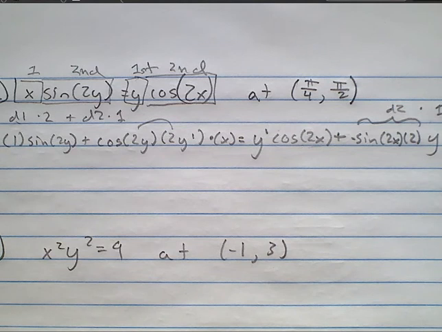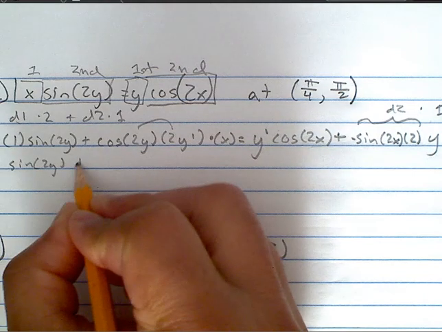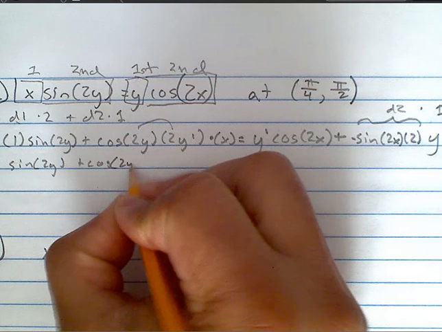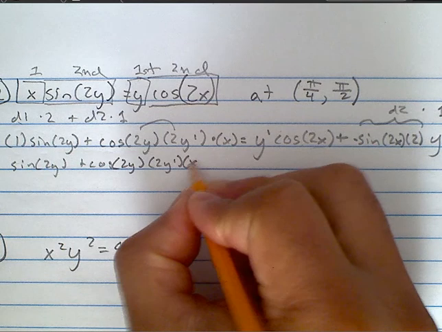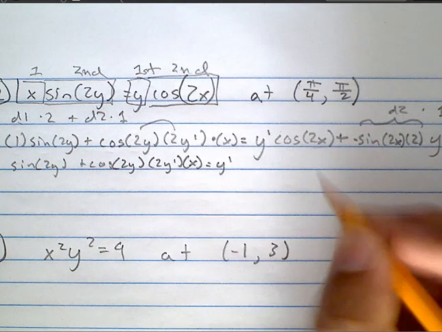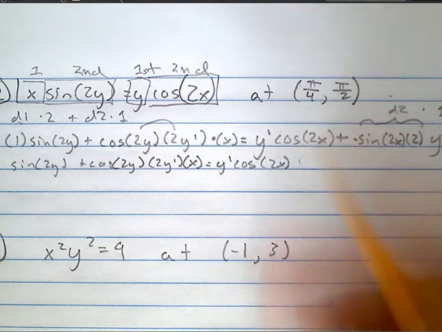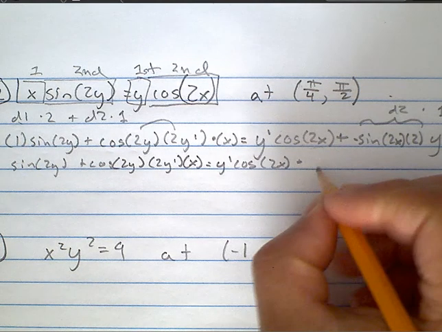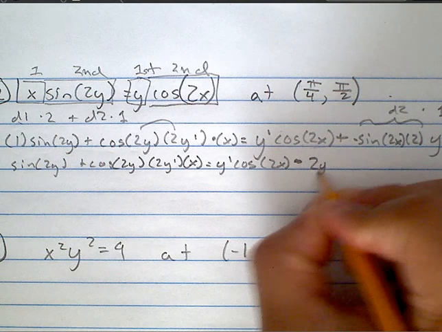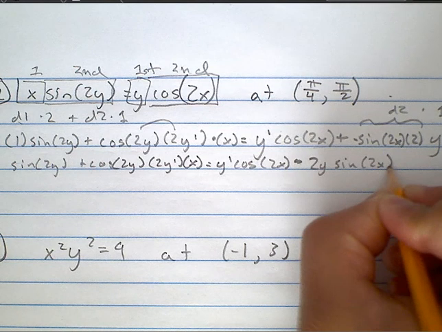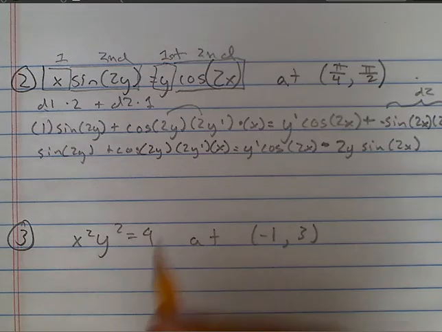Let's write it nicely before we move on. So that's simply sine 2y plus cosine 2y, y prime, times x equals y prime cosine 2x minus, I can move this 2y to the front, I guess, 2y sine 2x.